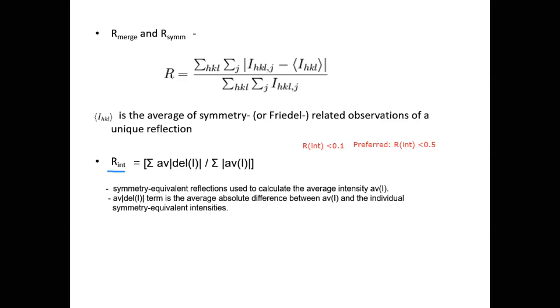So again, when it's greater than 0.1, it doesn't mean it's impossible to solve the structure, but it may be very hard to get it to a point where it's going to be a publishable structure. So again, R int is what we look at to see how well these reflections agree. And so the lower that R int, the better they are. So that's good news.